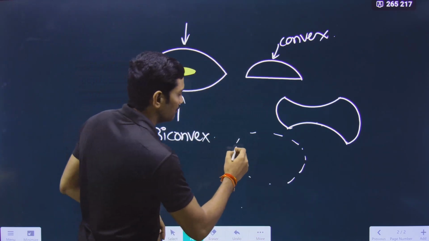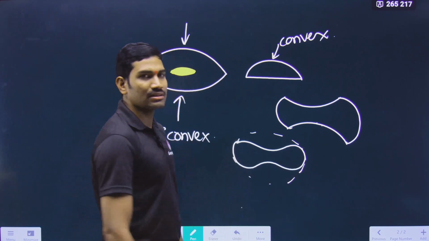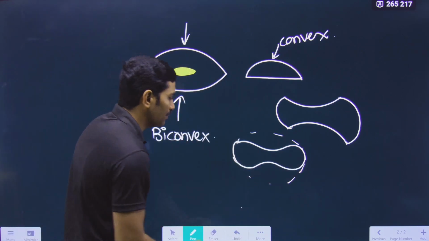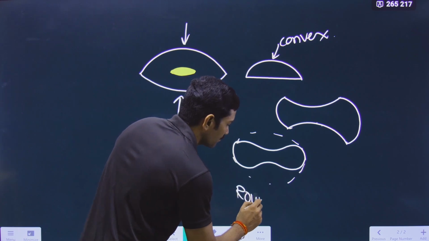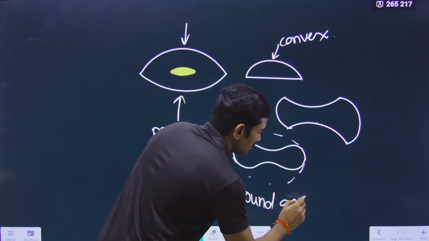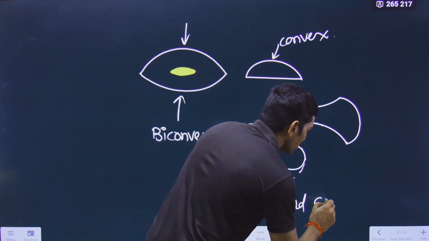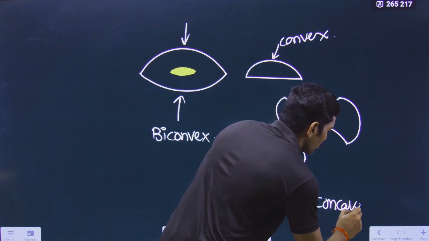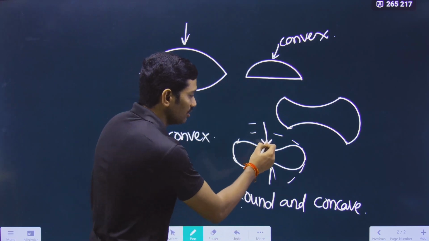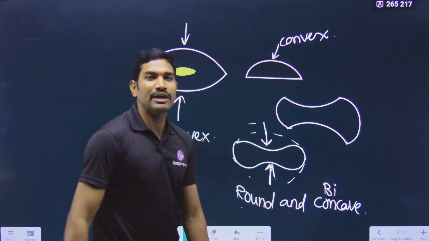But from this side, if you are observing, it will be like this. So that's why this shape is called round. Round in this perspective, and now in this perspective it is convex or concave? It is concave. Only one side concave or both sides concave? Both sides. So it is biconcave.